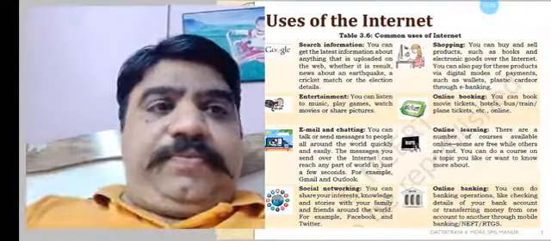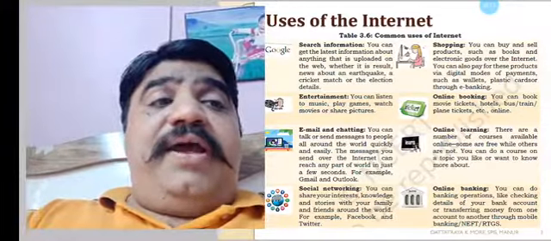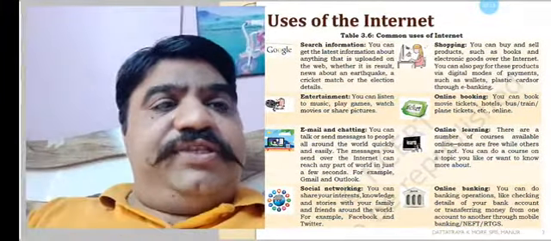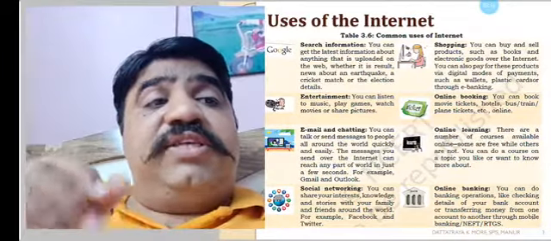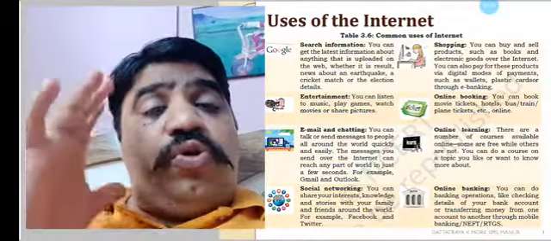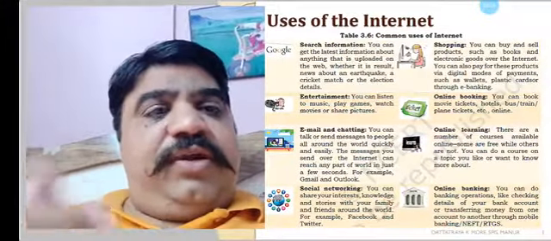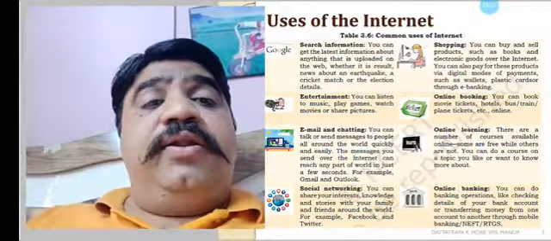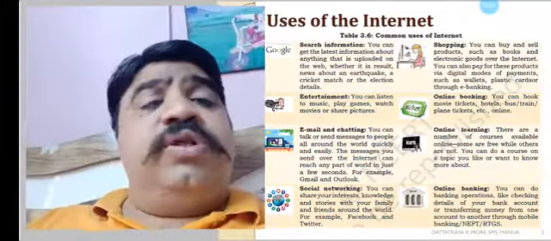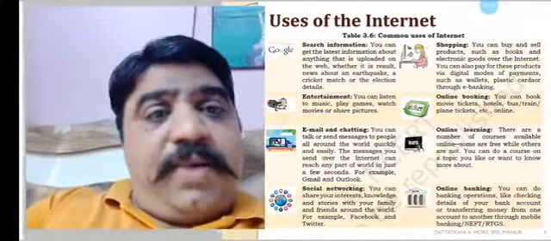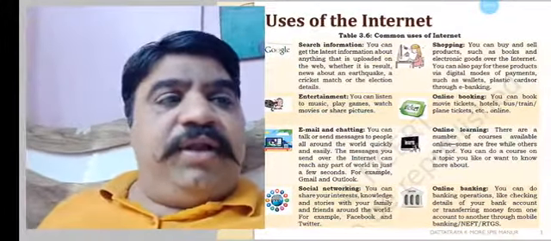Next, shopping: you can buy and sell products such as books and electronic goods over the internet. You can also pay for these products via digital modes of payment such as wallets and UPIs, which we know nowadays: Paytm, Google's GPay, PhonePe, Bhim app, Amazon Pay. Many options are available right now.